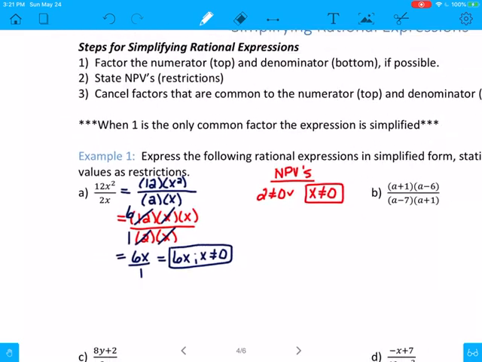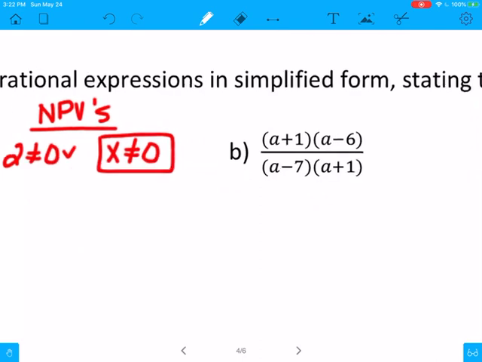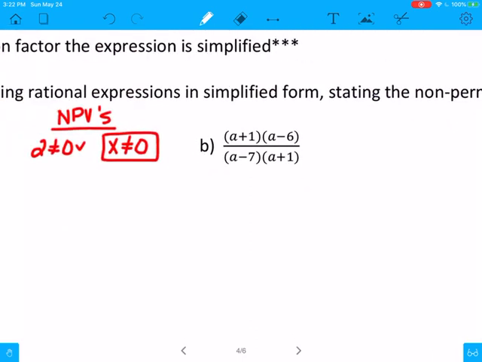Okay, B. So we look at B. And look, they're already factored for us. We have a plus 1 in its own brackets, so the a and the 1 are attached by a plus sign, and have to be in their own brackets. A minus 6 attached by a minus sign has to be in its own brackets. A minus 7 attached, a plus 1 attached. So I don't have to factor GCF or difference of squares, because it's already done for me. So then I have to go to step 2, which is non-permissible values.